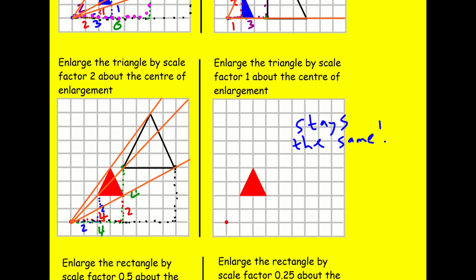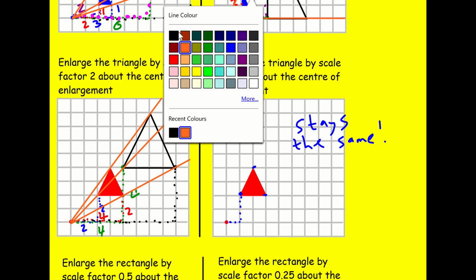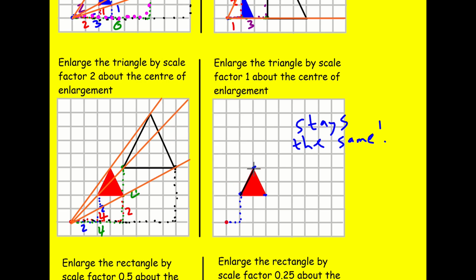You're not going to be asked in a GCSE exam to enlarge by a scale factor 1, but they could test you on the idea. They could say what would happen if you enlarge by a scale factor 1. So I just thought I'd get you to try this one. Essentially, we're going along 1 and up 2, times it by 1. Oh, we're still going along 1 and up 2. All these points stay exactly the same. Okay, so there's my new shape.